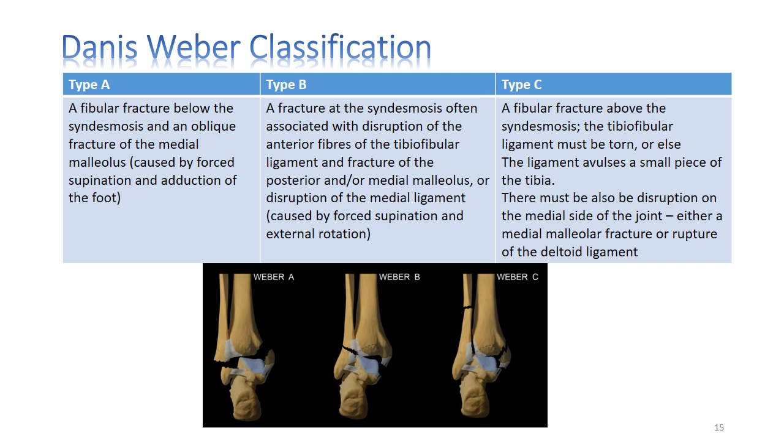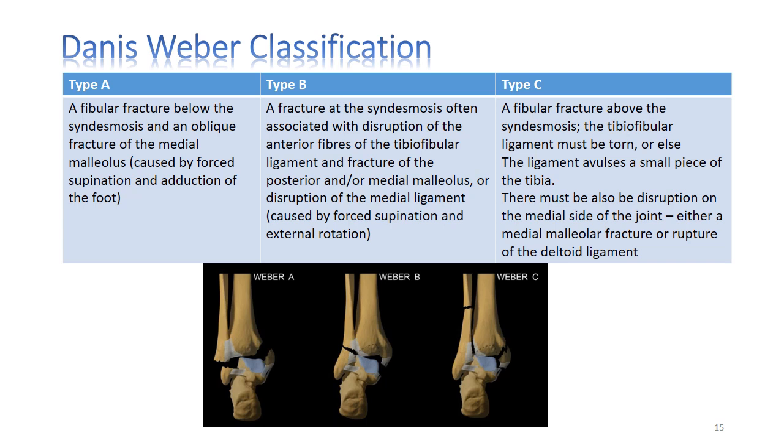Type B, a fracture is at the syndesmosis, which is often associated with disruption of the anterior fibers of the tibiofibular ligament, and there is fracture of the posterior and or medial malleolus, or any disruption of the medial ligament caused by forced supination and external rotation.